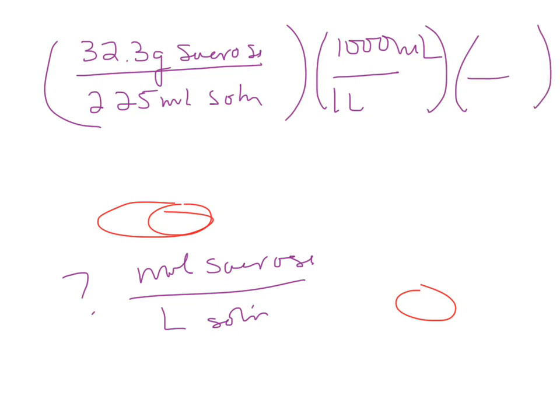And then, I'm running out of room, if we go ahead and use the flipped version of the molar mass, which was 342.30 grams sucrose for 1 mole sucrose. Okay, that's like starting from scratch. Now you look at what cancels. Of course, units of grams of sucrose cancel, units of milliliters cancel, and then we're left with liters of solution in the denominator and moles of sucrose in the top. So that's how we do it from scratch.